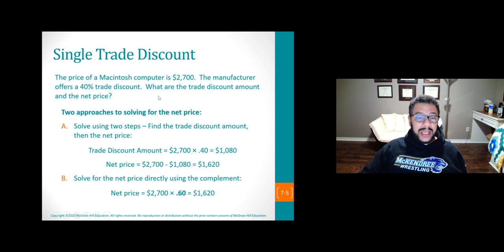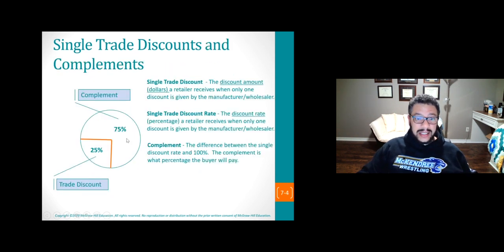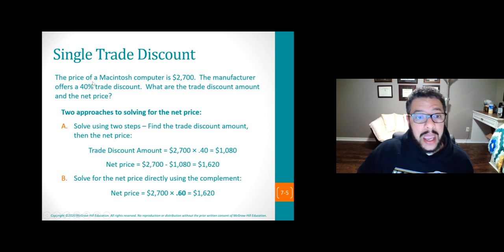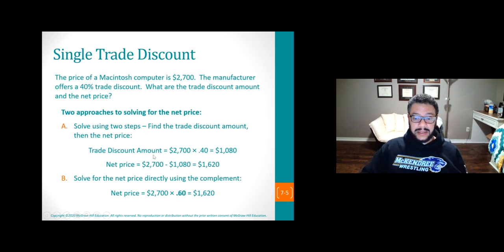Now, the other way that we can do this, and this is why this complement is so important, is because another way that we can do this is just by, instead of using this to do the two-step method, we could use a one-step method by just saying, okay, well, let's just multiply times the complement of this to get our net price, right? So this is if we're only looking for the net price, though. So the net price is 2,700 times the complement of this, which is 0.60. 2,700 times 0.60 is 1,620.